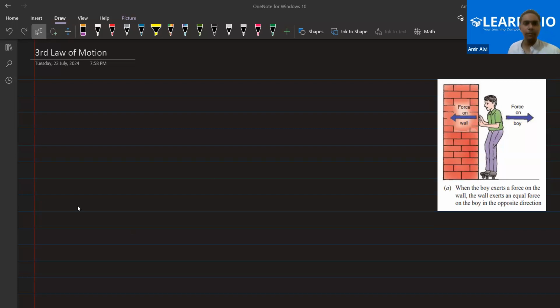Is my pen moving right now? Is my cursor moving on the screen? Please let me know, everyone. Is my cursor moving on the screen? Is it visible to all of you? Yes, sure, check. Okay.